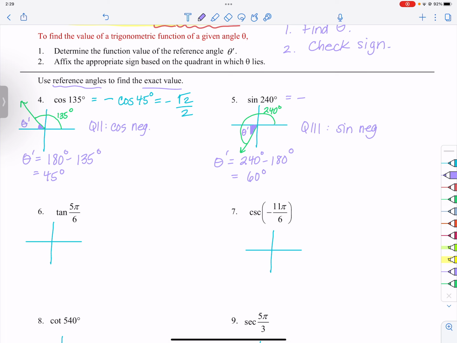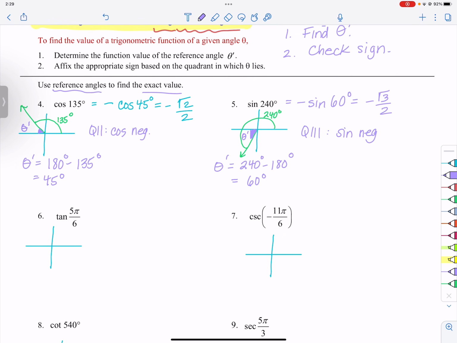And now what can we do? This is the opposite of the sine of 60 degrees. And that would be the opposite of root 3 over 2. Keep in mind that we have already made a table of these values from the previous section, 5.2. So you could make that table.